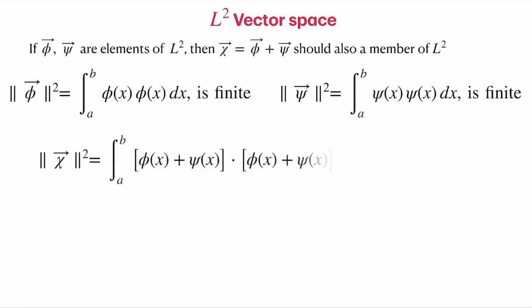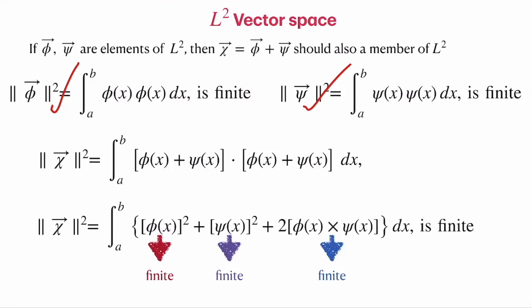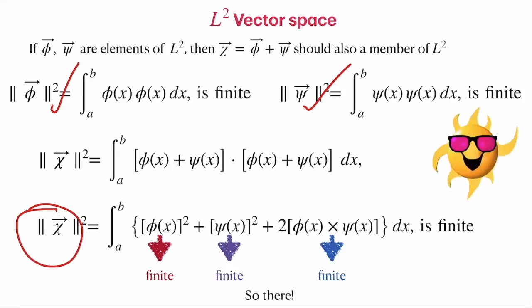Then we have to show that chi square, that is the integral from a to b of phi plus psi times phi plus psi, is finite. So we expand this, then we know that this is already finite because psi is a member of the vector space. This is also finite coming from this. The product of two finite functions, when integrated, would also be finite, so that makes this finite too. That means that chi square is finite, and it is closed under the addition operation.